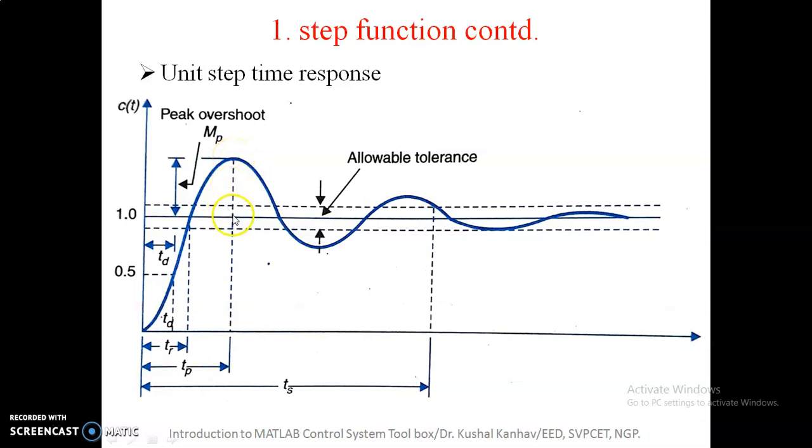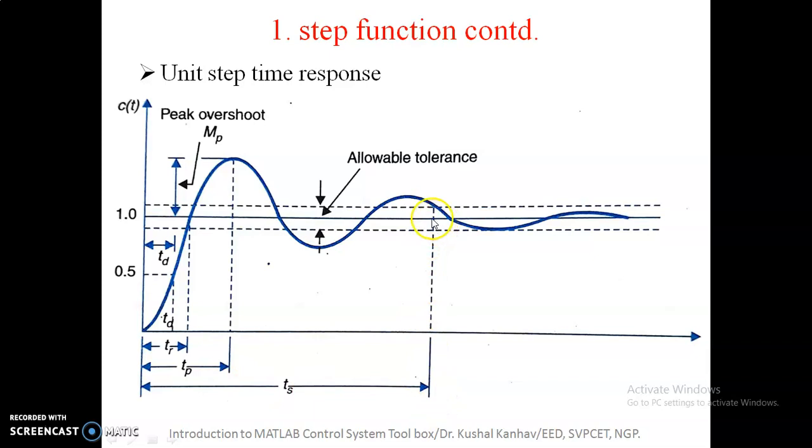Overshoot is nothing but the maximum level above unity, that is 1, whereas undershoot is the maximum level below 1. So this is the undershoot, this is overshoot. This is also overshoot, but this is not the maximum. This is the maximum overshoot. In the complete response, you find that this point has the maximum amplitude. So this is called the peak time.